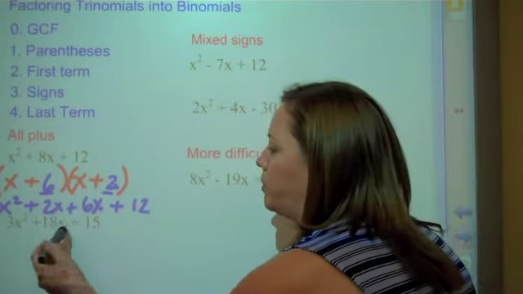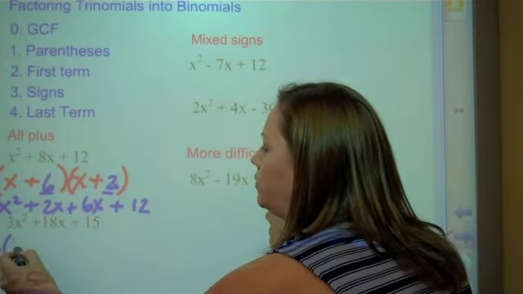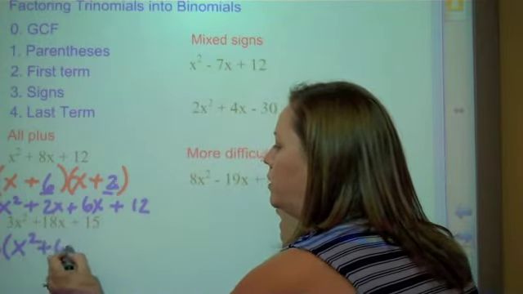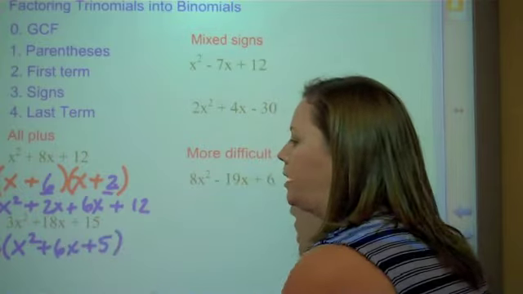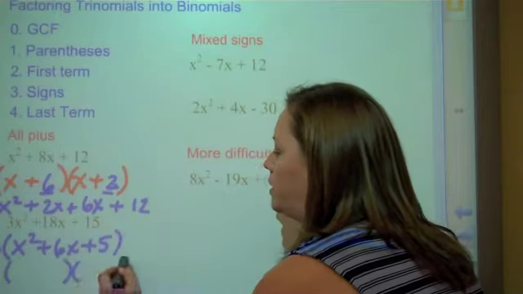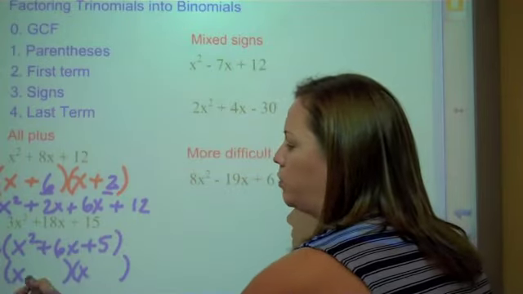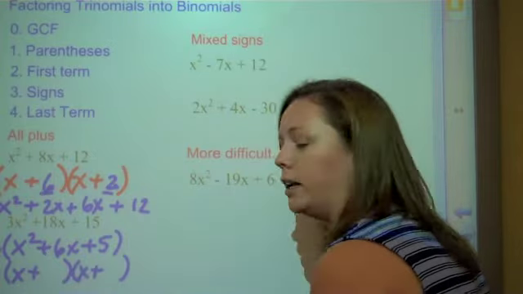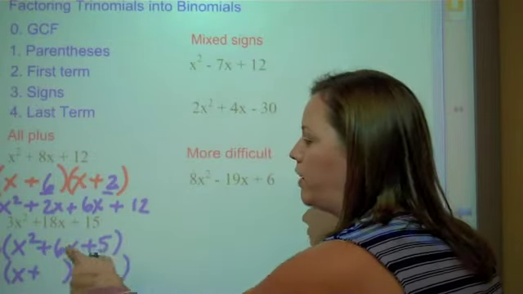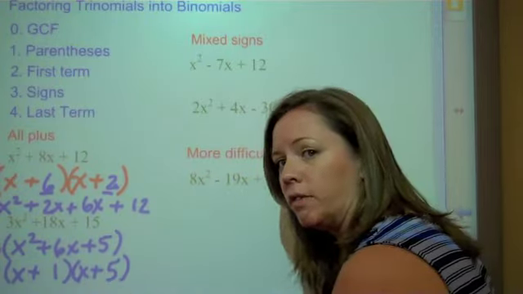Alright, next example, 3x squared plus 18x plus 15. Pull out the greatest common factor first, which is a 3. And so we have x squared plus 6x plus 5. Then again, I can do my parentheses. The first term has to be an x. Both of these are positive, so that means I'm adding here. And then we want factors of 5 that add up to 6. Well, how about 1 and 5? And that's how we factor that.